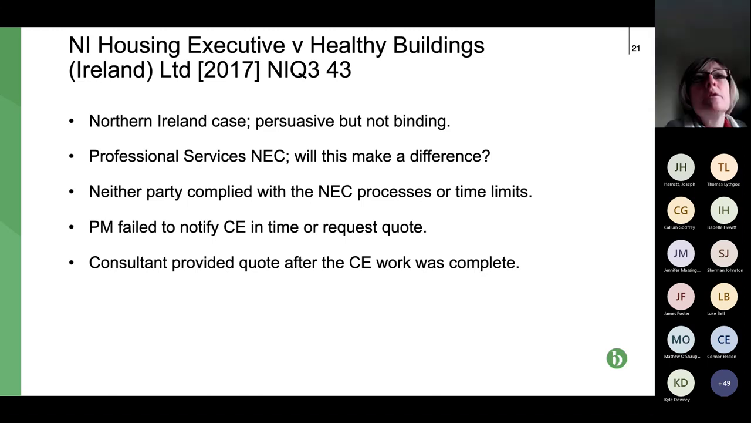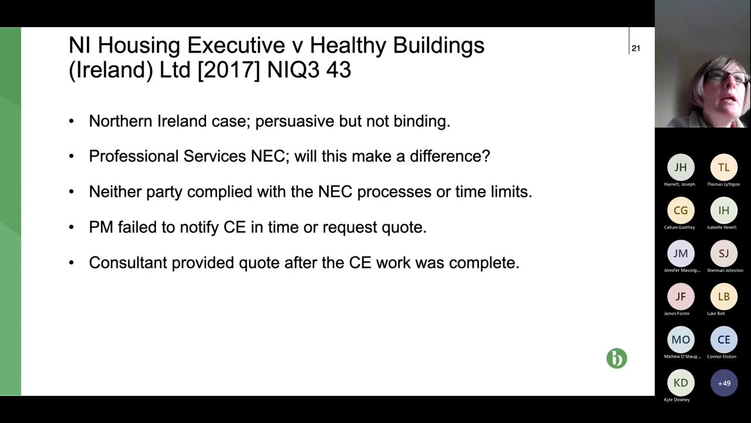First of all, it's a Northern Ireland case. So in the courts in England and Wales, which is our jurisdiction, and also Scotland, which is a slightly different jurisdiction, but the same point applies, this case is persuasive, but it's not binding, so the courts aren't bound to follow it. So whether or not it will be remains to be seen.